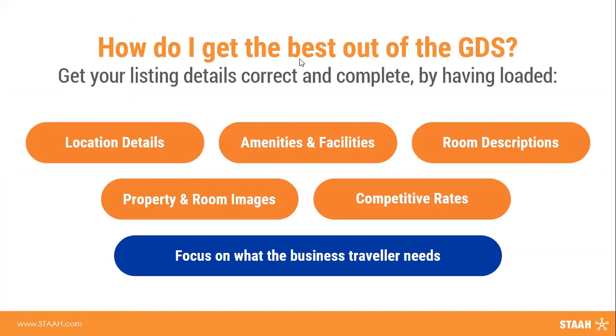How do you get the best out of the GDS? The first thing is to make sure, it doesn't matter who you're using as your host, these rules apply. Getting your listing details correct and complete by having loaded your location details, as many amenities and facilities as you can, your room descriptions, and we'll touch more on that shortly, and property and room images. Again, we will have more information on that, and making sure that your rates are competitive. Competitive to your local competition, hotels and motels, and competitive compared to what rates you're putting out through the OTAs. Focus on what the business traveller needs.